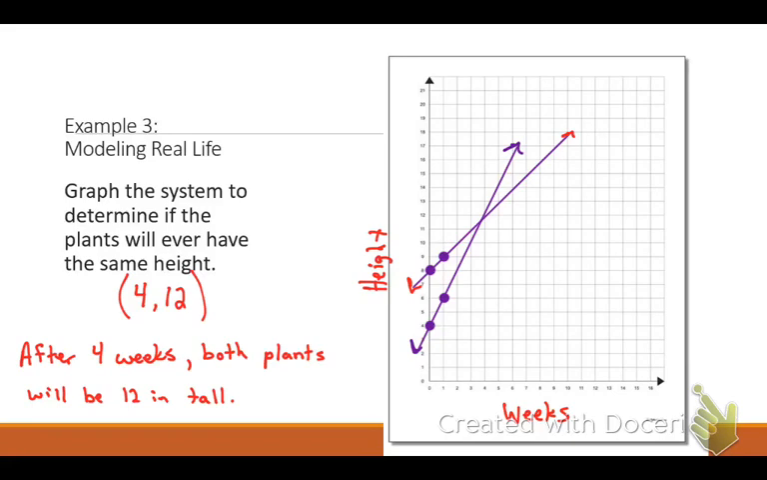Then on week 5, which plant's going to be taller? Plant B. Plant B is going to be taller than plant A. So it's going to take 4 weeks for them to be the same height, and then plant B is going to end up being taller. All right, so that's everything you need to know for the first section.